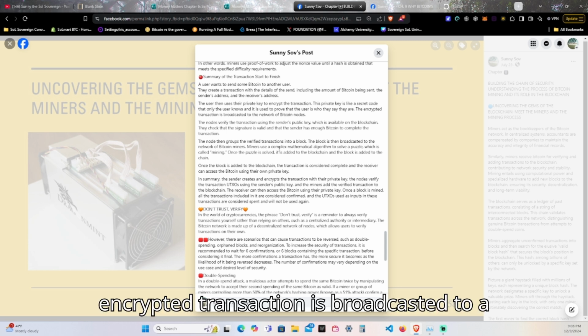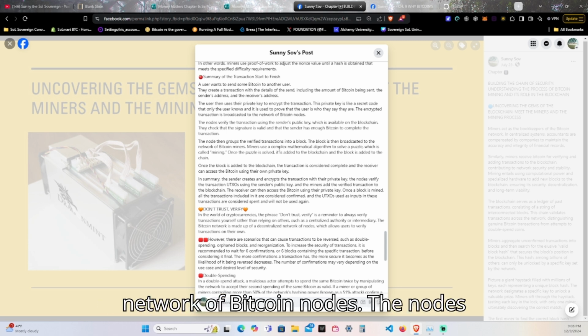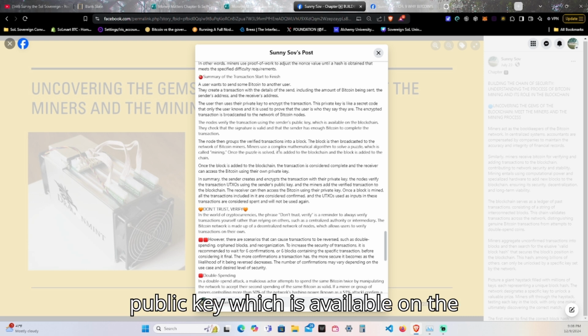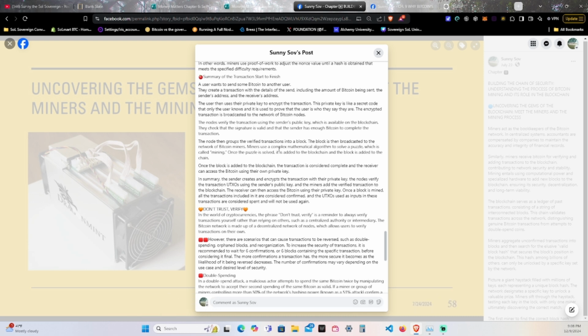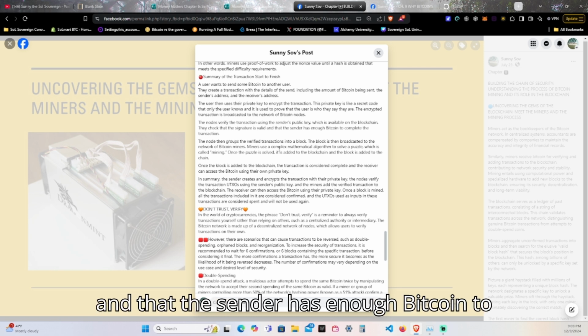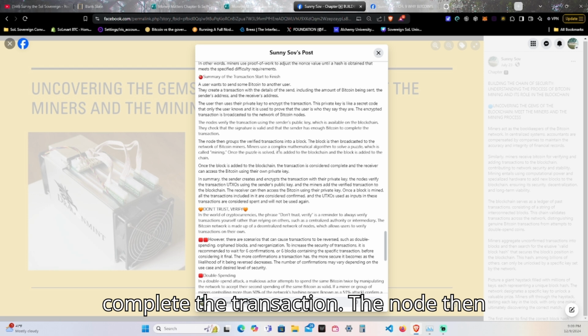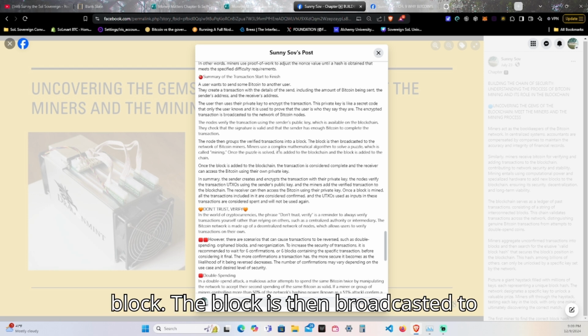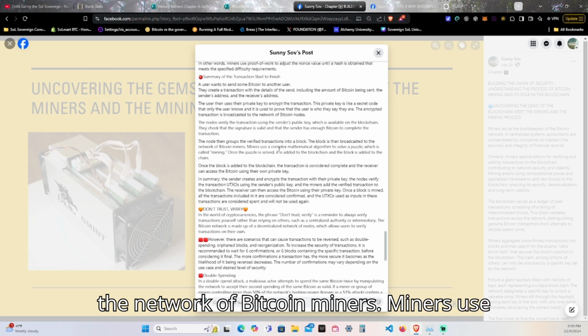The encrypted transaction is broadcasted to a network of Bitcoin nodes. The nodes verify the transaction using the sender's public key, which is available on the blockchain. They check that the signature is valid and that the sender has enough Bitcoin to complete the transaction. The node then groups the verified transaction into a block. The block is then broadcasted to the network of Bitcoin miners.